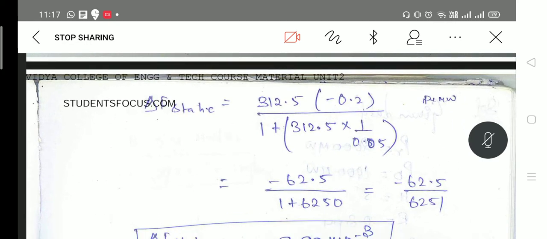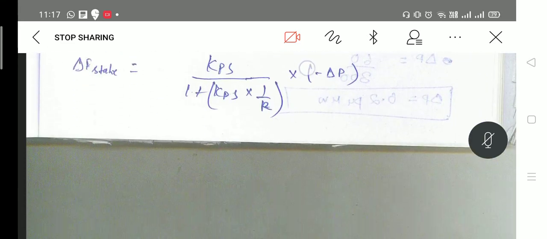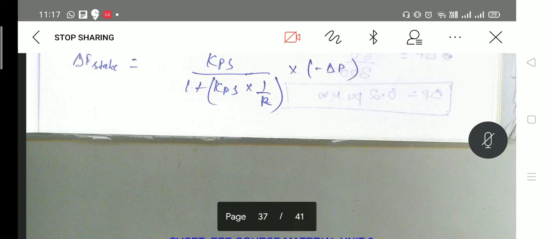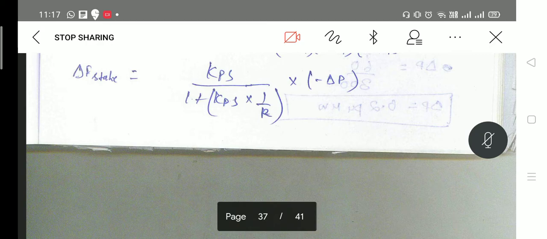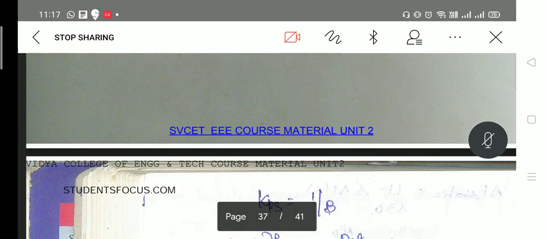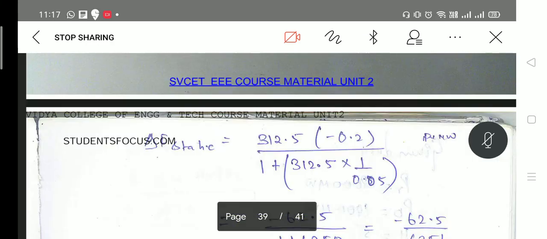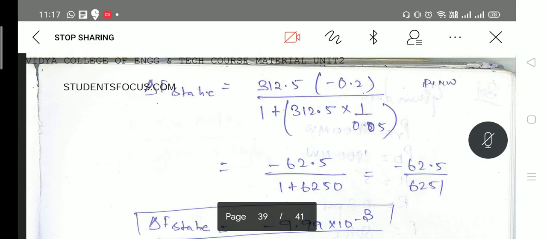Delta F static, you can find the value here. This is Kps by 1 plus Kps into 1 by R into delta P. You can substitute all those values. Kps value we already found, delta P value also found, and 1 by R value also we know. So we substitute all those values here, then we will get delta F static.